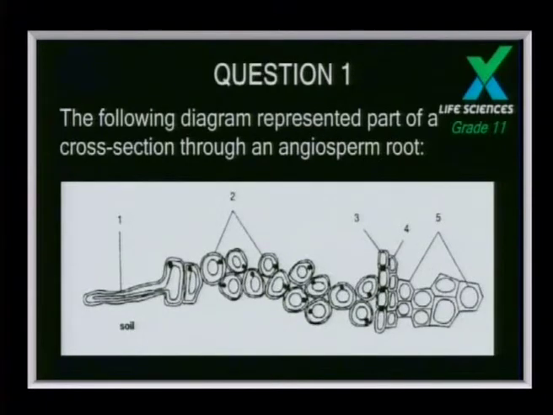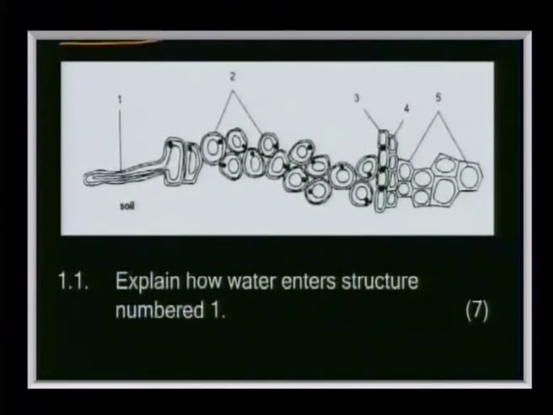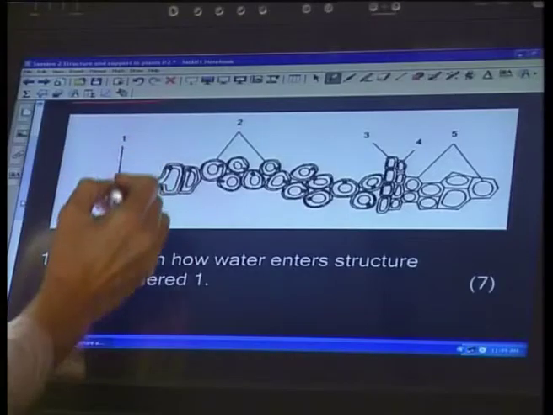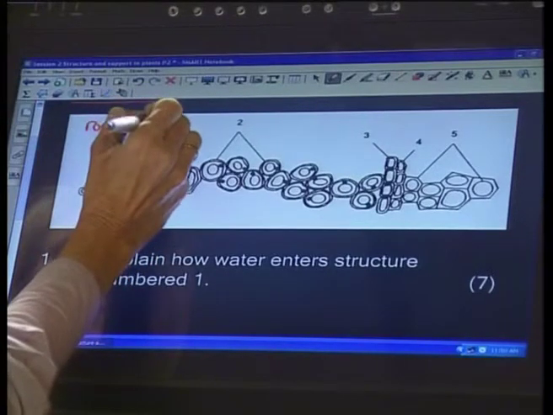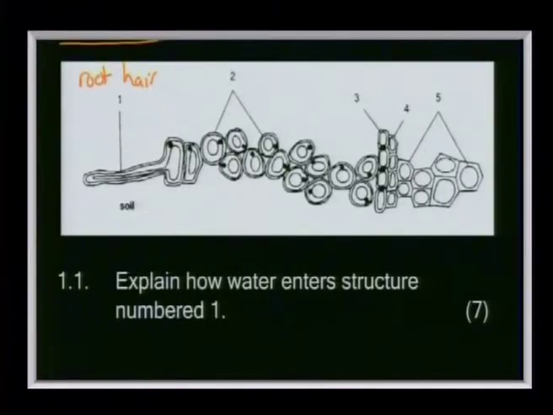Okay, question 1. The following diagram represents part of a cross section through an angiosperm root. In other words, a flowering plant, therefore it is a dicot plant. Okay, what are we going to have? First thing you do, label the diagram. So, this here is my root hair. Okay, then those are my cortex cells. And they're made of parenchyma.